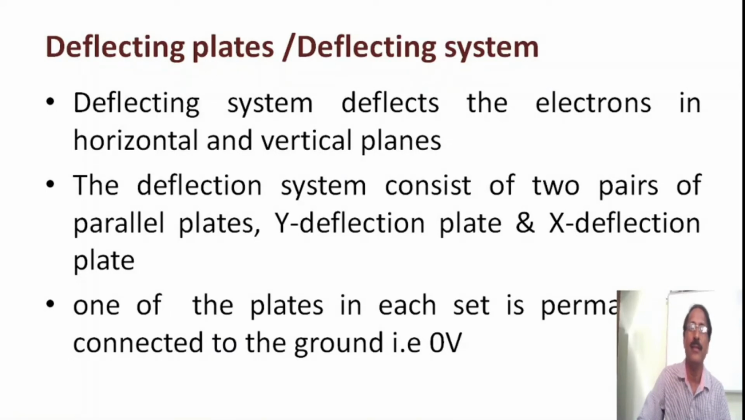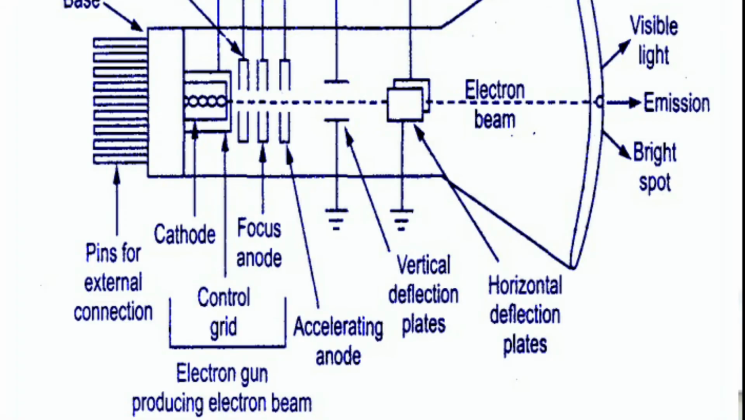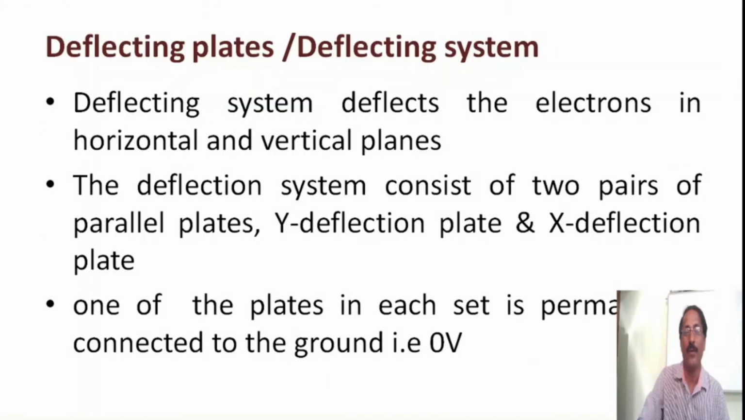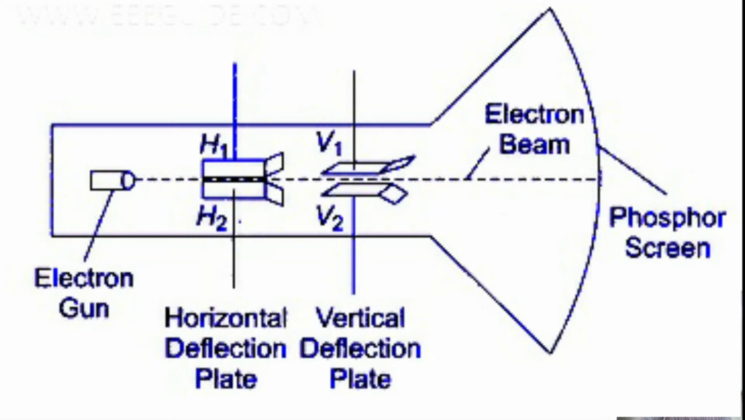This beam then passes through the deflection system consisting of two pairs of parallel plates, the Y deflection plates and the X deflection plates. The Y deflection plates are placed horizontally in the tube, and any voltage applied to this set of plates moves the electron beam up or down. The X deflection plates are placed vertically, and any voltage applied to this set of plates moves the spot on the screen to the left and right, that is along the x-axis.